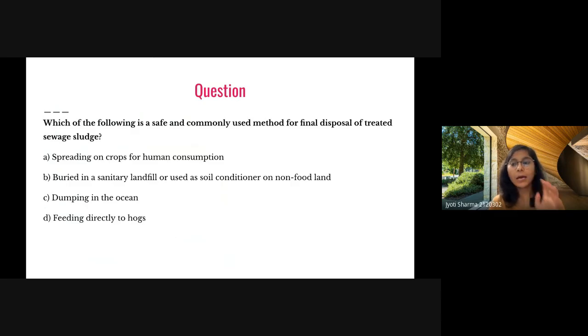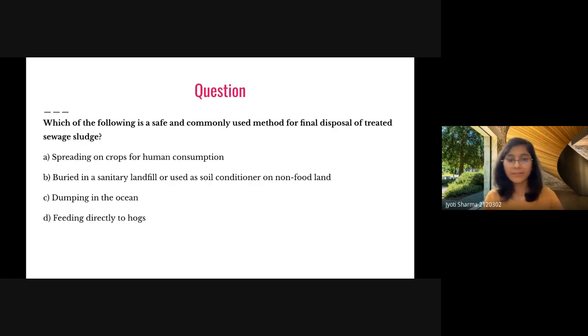Okay, so now your sludge is ready for disposal. Now you have to tell me how we need to dispose of it. We can't throw it, right? We can't throw it on the side of the roads. We have to dispose of it properly. So which of the following is the safe and commonly used method for final disposal of treated sewage sludge? Spreading on crops for human consumption, buried in a sanitary landfill, or used as a soil conditioner on non-food land, dumping in the ocean, feeding directly to hogs.